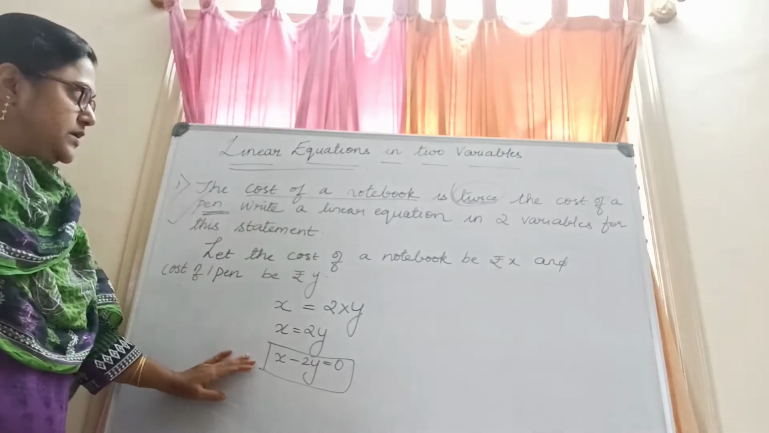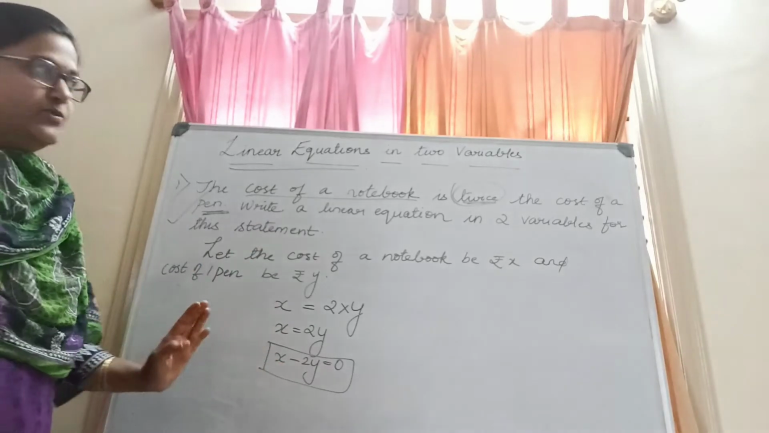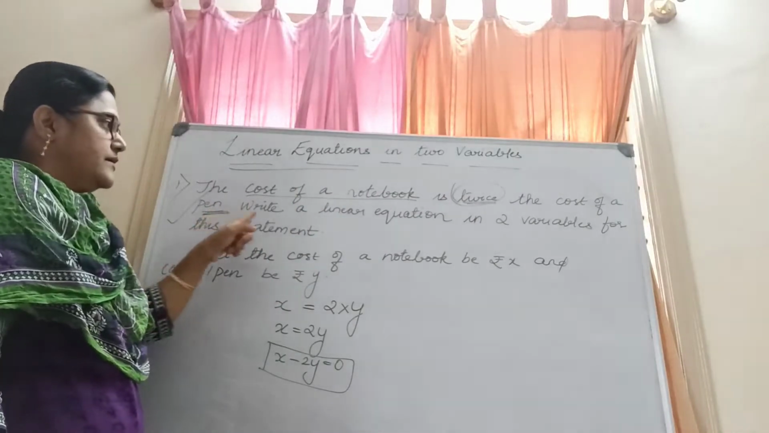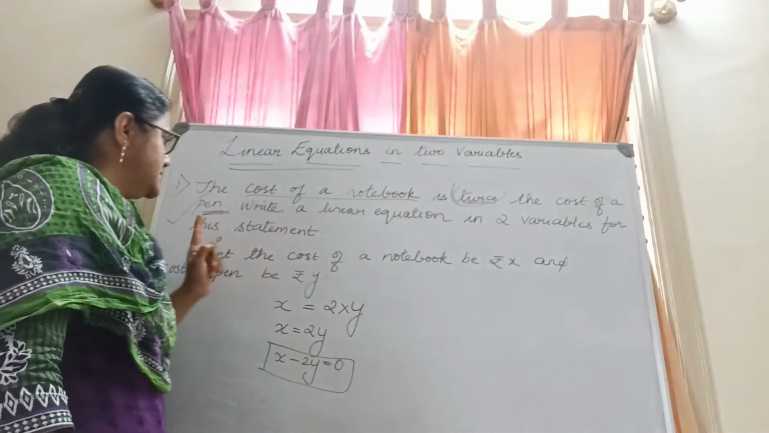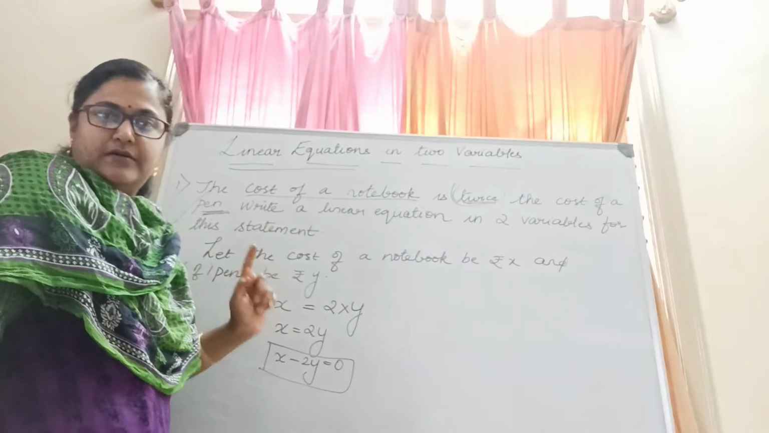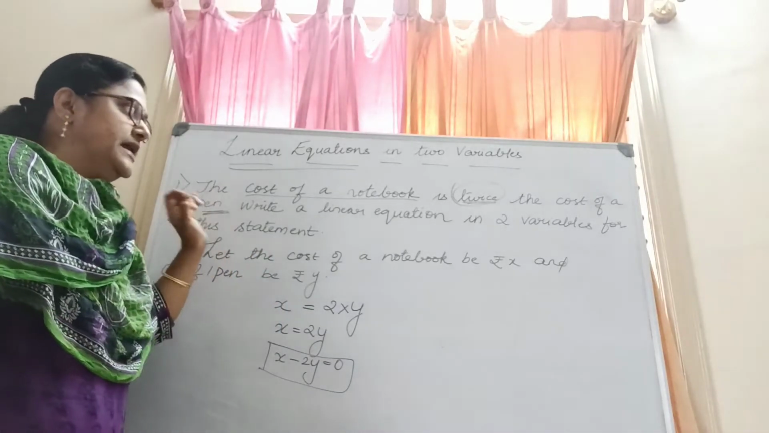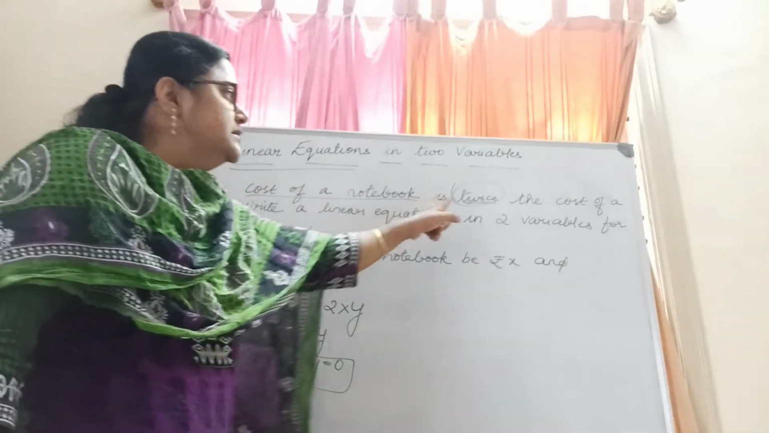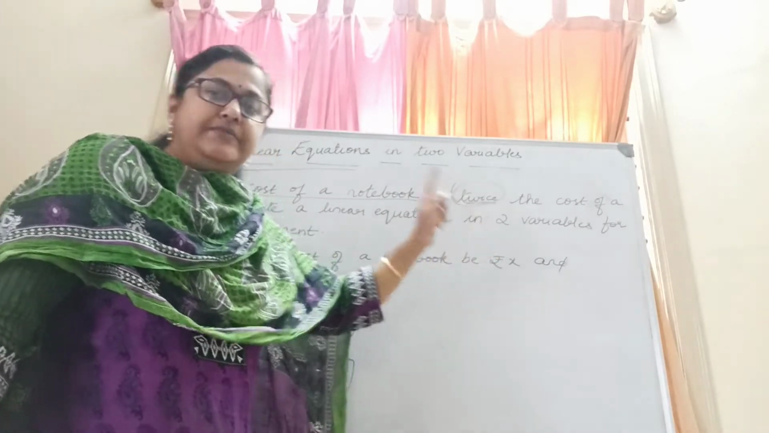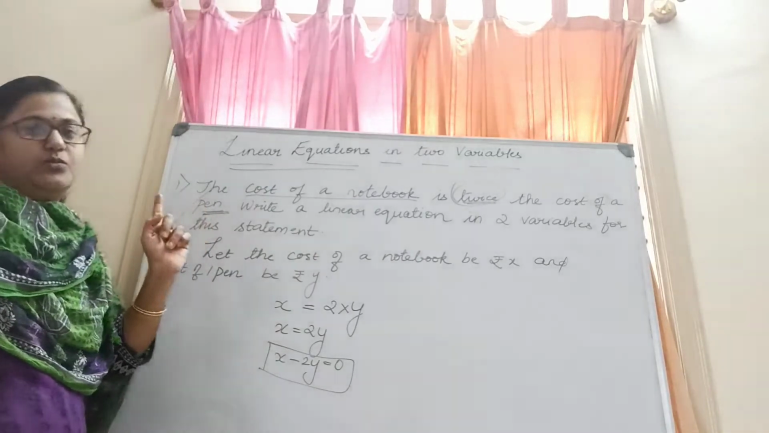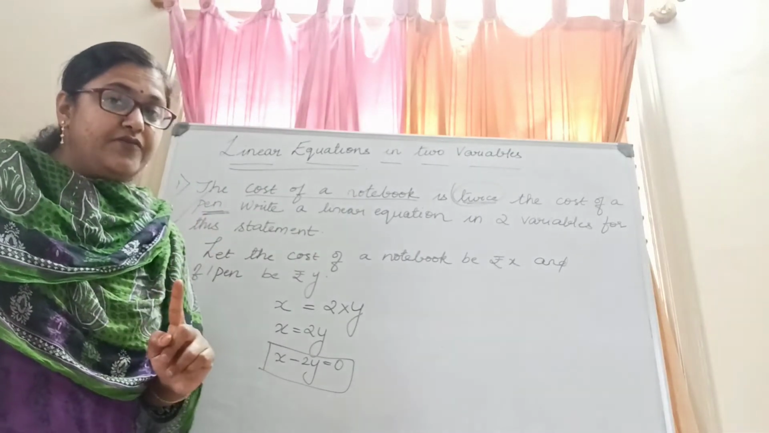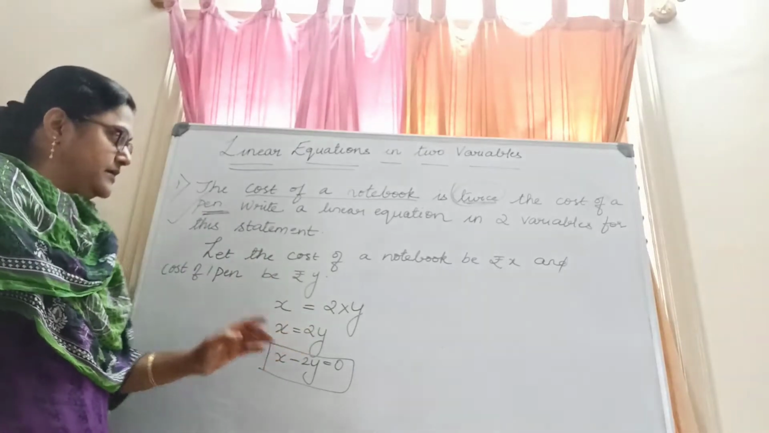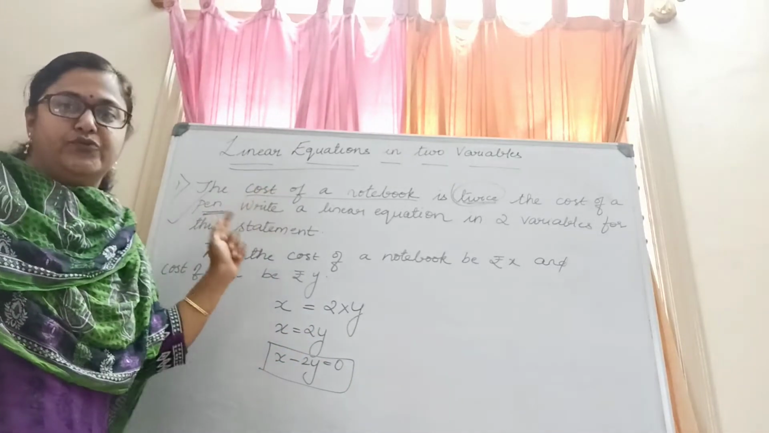I hope you all understood. We'll just revise this once again. The cost of a notebook is twice the cost of a pen. Write a linear equation in two variables for this statement. Okay. Now here they are telling that cost of a notebook, that is one notebook, is twice. Twice means two times the cost of a pen, that is one pen. Do we know the cost of a pen and the cost of the notebook? No, we don't know. So we are going to consider two variables for each of those.